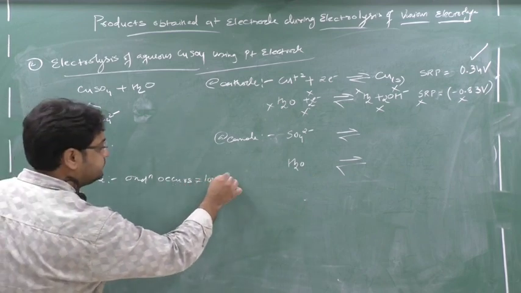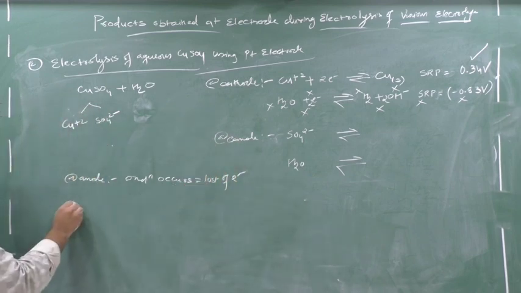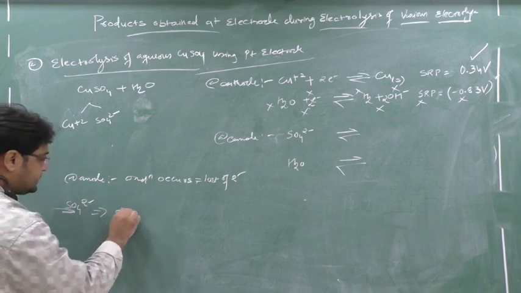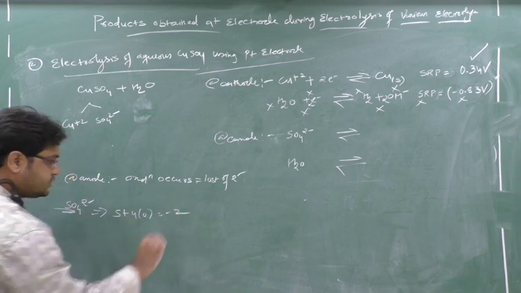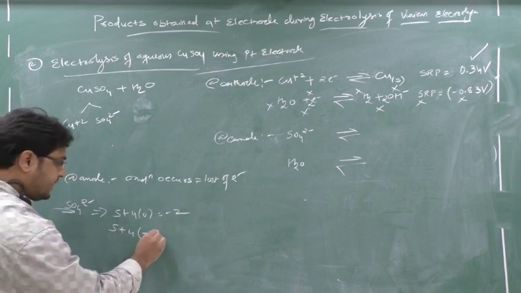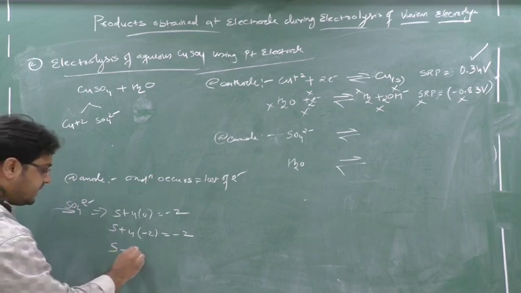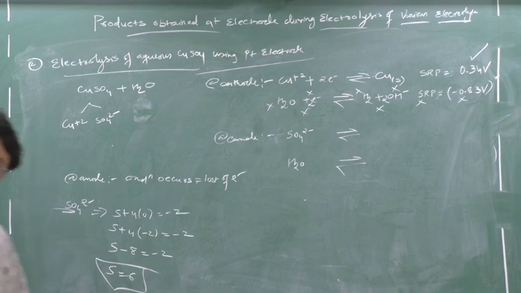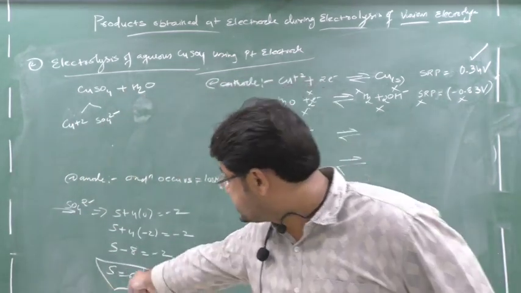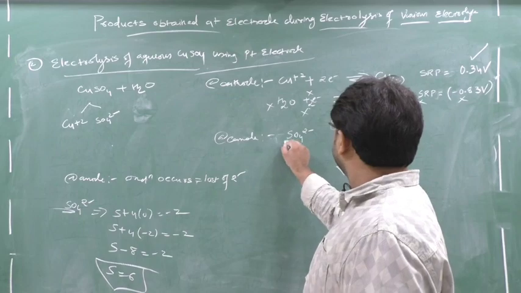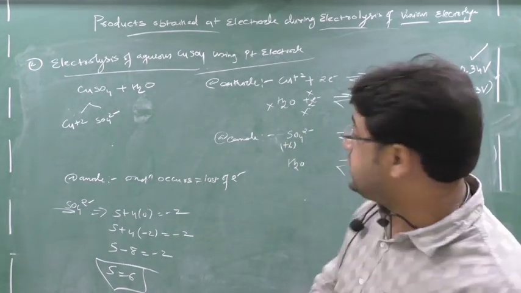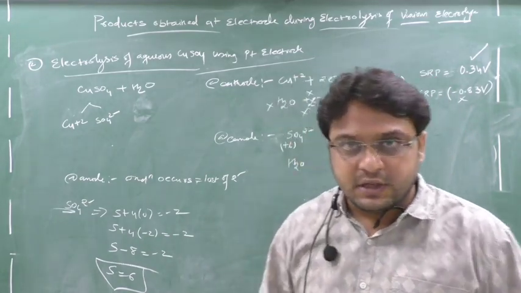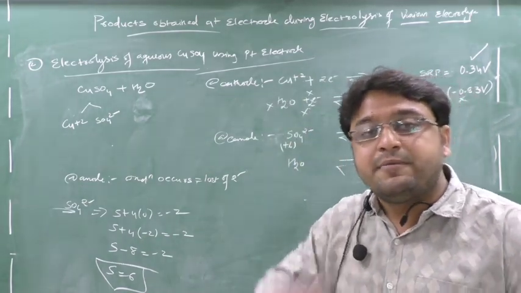Loss of electron. Now if you come to SO4 2 minus, in it S plus 4 into O equals minus 2. So 4 into minus 2 equals minus 2, S minus 8 equals minus 2, S equals 6. So in SO4 2 minus, sulfur is in the plus 6 state. Yes or no? This is the maximum oxidation state of sulfur. Plus 6 is the maximum oxidation state of sulfur, which means sulfur can lose a maximum of 6 electrons.